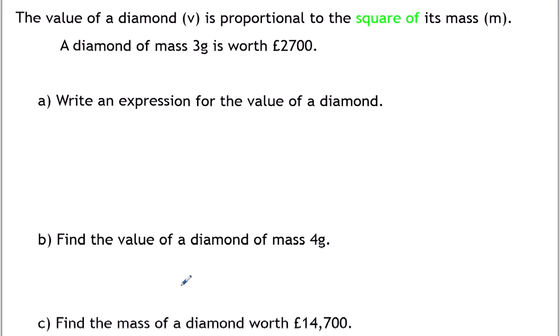Now this last one is a bit different. It's got the word proportional to in there, but it's also got proportional to the square of. Now the square of its mass means m squared. So this time I'm not going to say that v is proportional to m. I have to say that v is proportional to m squared.